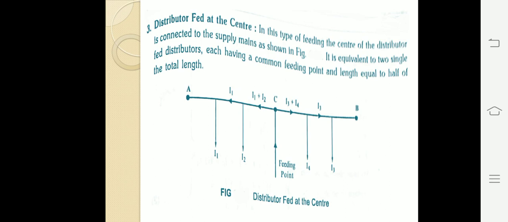Next, distributor fed at center. In this type of feeding, the center of the distributor is connected to the supply mains. That's shown in the figure. It is equivalent to two single fed distributors, each having a common feeding point and length equal to half of the total length. So here the distributor AB is connected at point C. The feeding point is connected at C.